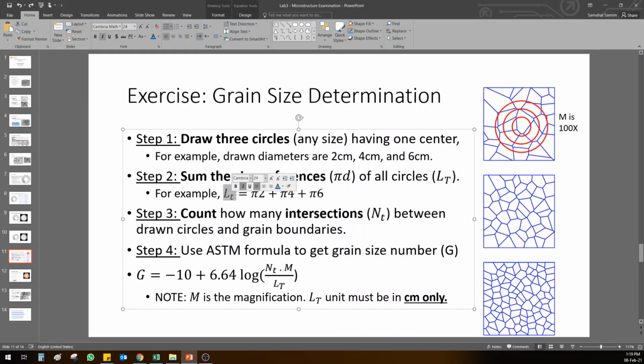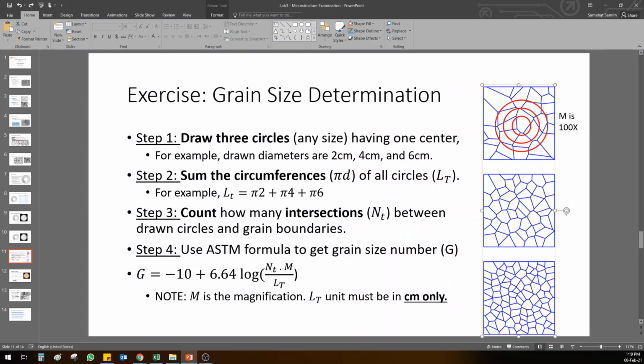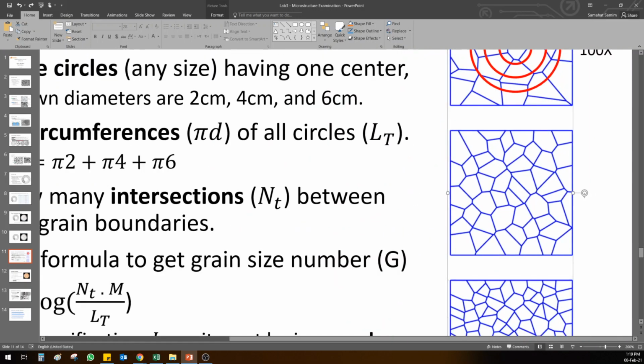Okay, remember. And then the third step you have to do is count how many intersections, which is given by NT, between the drawn circles and the grain boundaries. So here you need to count how many grain boundaries are intersecting these circles. This is called NT. Let me give you an example by showing you how to count.